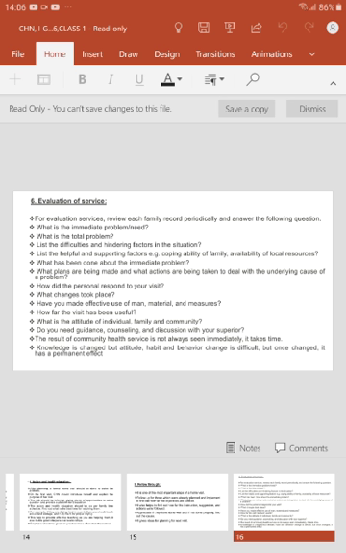Okay, the immediate problem and the needs, those you should also mention. So what about the total problems in that family, and list out the difficulties and hindering factors in the situation, and list the helpful and supporting factors, that is, the coping mechanism in the family, whether all the family members are cooperating, and the availability of resources in the family.